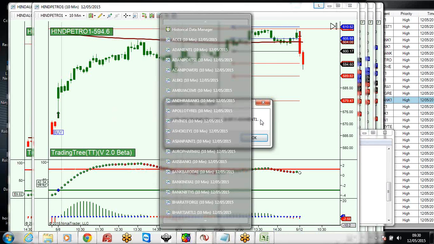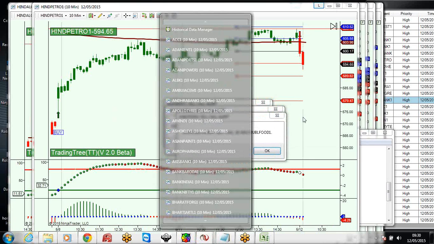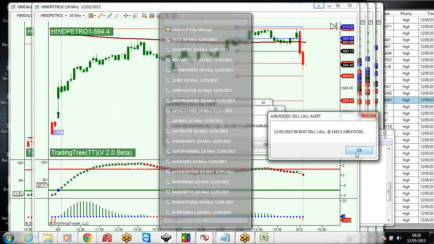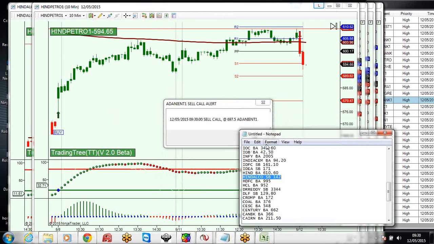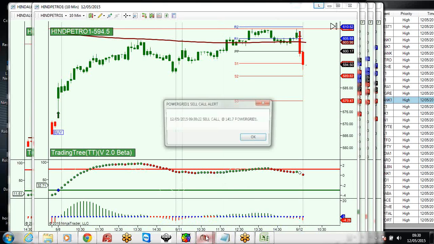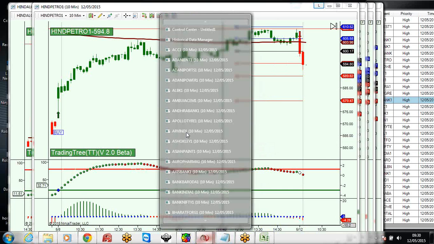There is a sell call in ADNIBNB1. There is a sell call in AUR. There is a sell call in JUDLFOOD1. There is a sell call in SUMPHARA1. So we have Sun Pharma, Jubilant Food, Aurobindo Pharma, and Adani Enterprises. There is a sell call in POWERGRID1. Power Grid.